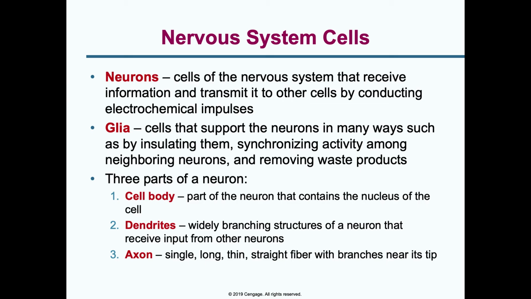Then we have something called the glia cells. These are cells that actually support the work of the neurons in many ways. They kind of protect them. They kind of help to coordinate different things going on among the neurons. They help to remove things that aren't needed, also known as waste products. So they have a few different functions, so they're very important to know.